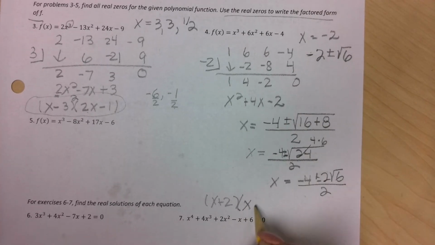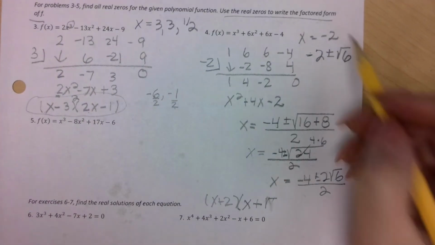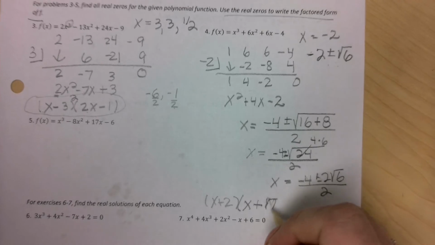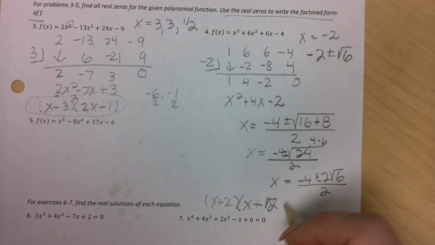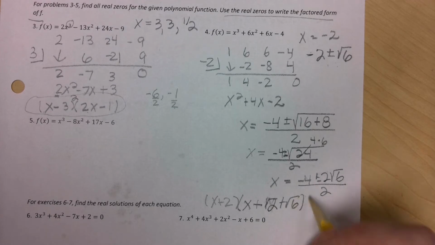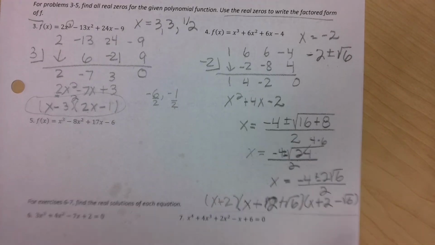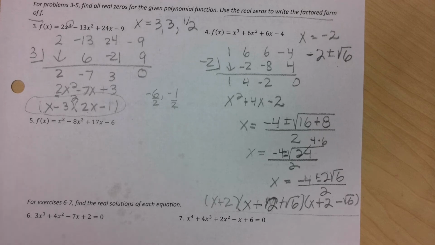Since it's negative 2, I'm going to write plus the square root, plus the 2. So this would be a 2, sorry. x plus 2 plus root 6, and x plus 2 minus root 6. This is a 2 here, just in case. So those are our three factors. Okay.